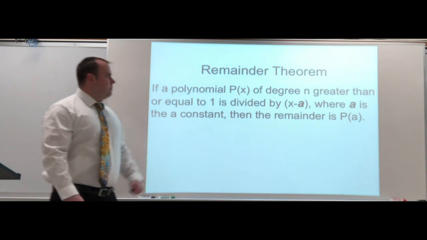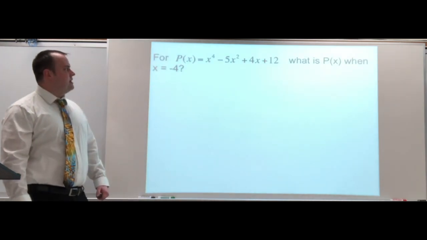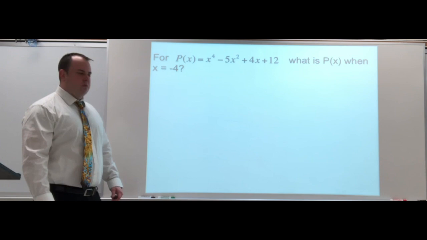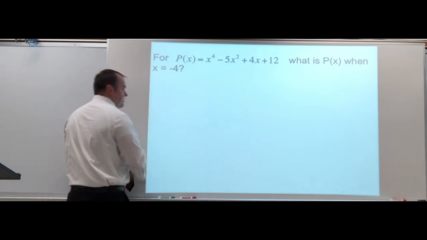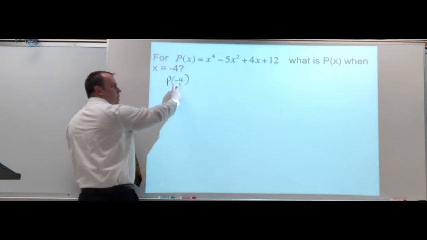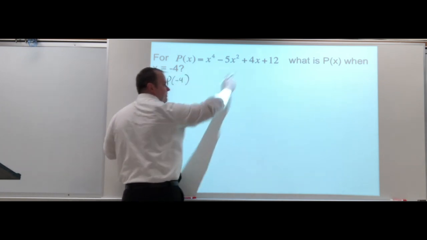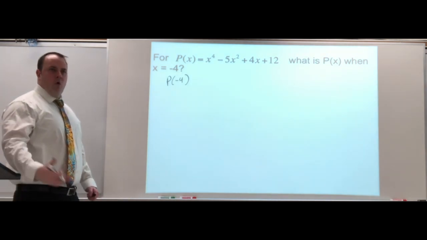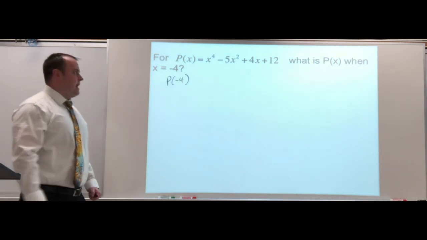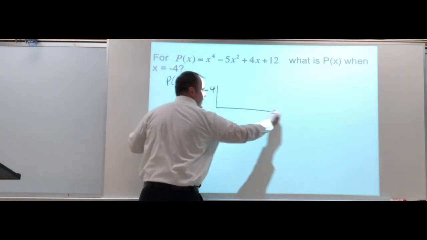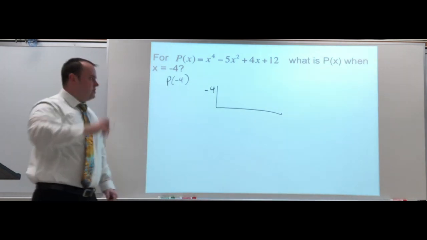Okay? So the problem here, p of x is x to the 4th minus 5x squared plus 4x plus 12. What is p of x when x equals negative 4? Well, this is basically asking us p of negative 4. What if we take that negative 4 and plug it in for x, what would it simplify to? The remainder theorem is another form of how to do this, or another method of evaluating. The negative 4 becomes our a, and now we're going to set up our synthetic division just like we did before.